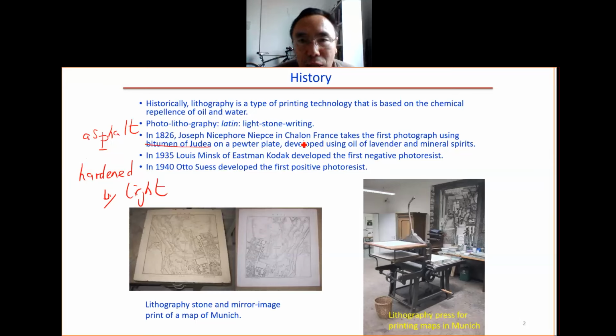Then you can use a developer. The developer is oil of lavender. This can remove the area without exposure. So that means this resist is a negative resist. Negative resist means the exposed area will remain, and the unexposed area will be gone. It is like a resist because it is hardened, solidified, cross-linked by the light. In 1935, Louis from Eastman Kodak, the film company, developed the first negative photoresist. And in 1940, he also developed the first positive photoresist.